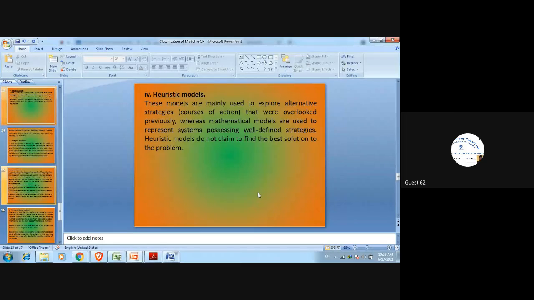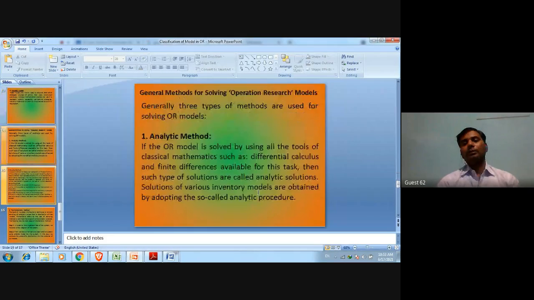Now, what are the methods to solve your OR models? There are generally three types of methods used to solve your OR models. The first one is analytical, the second one is iterative, and the third one is Monte Carlo. Okay, so let us see. The first one is the analytical method.